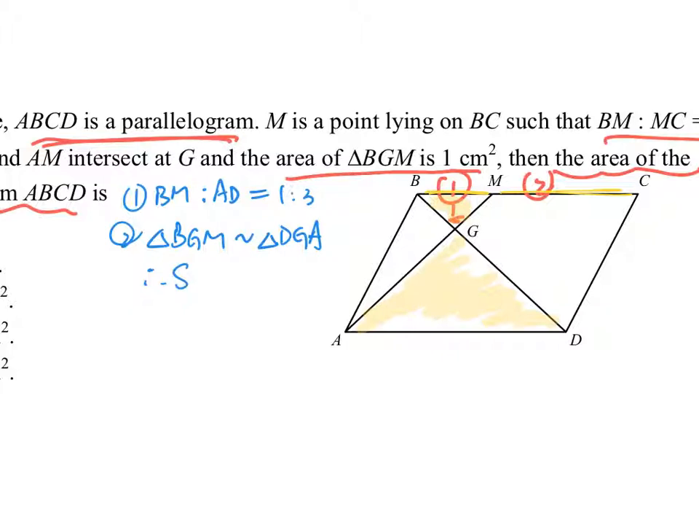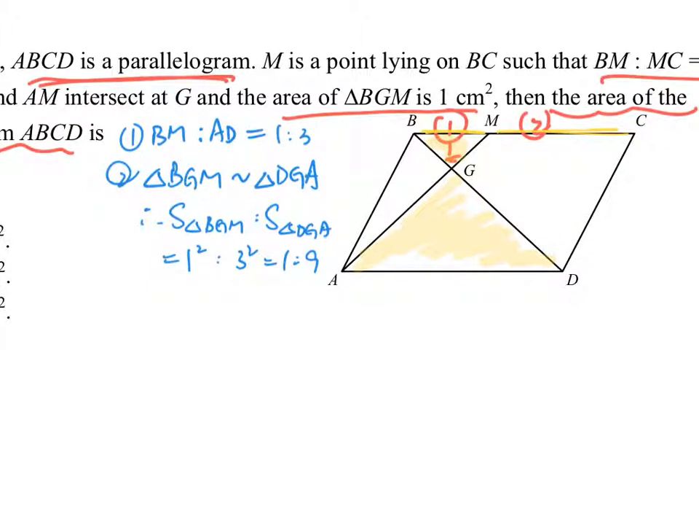So as a result, S of BGM to S of triangle DGA is equal to 1 squared to 3 squared, that is 1 to 9. Which means that because the area of BGM is 1, which is given by the question, you can see that the area of triangle DGA is equal to 9 cm squared. So that's our first result in reading the question.